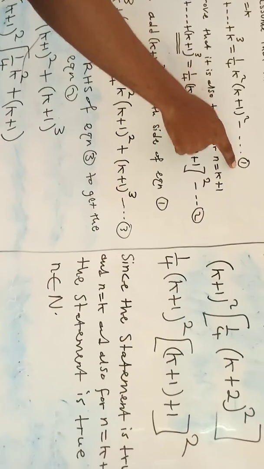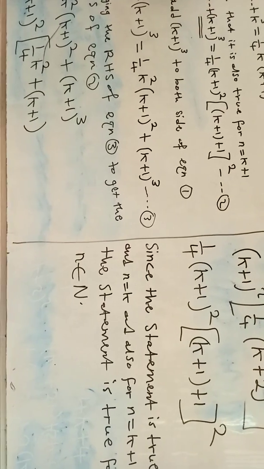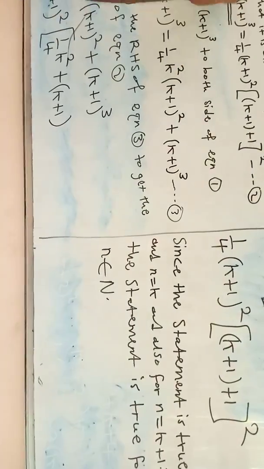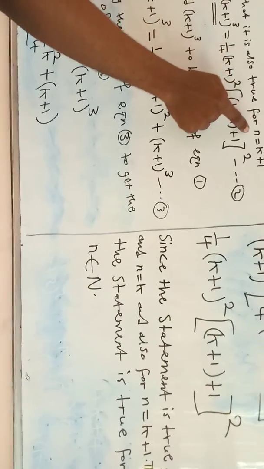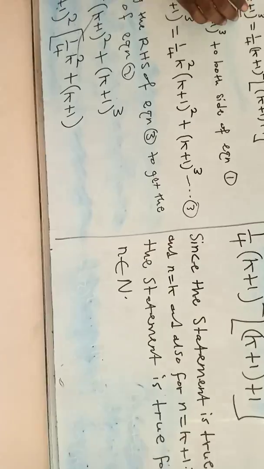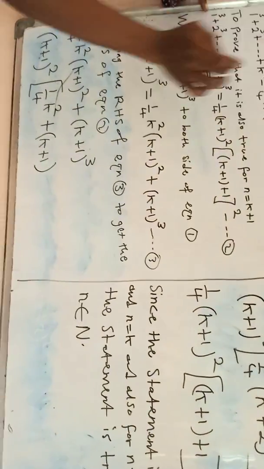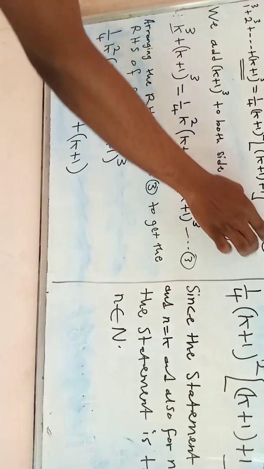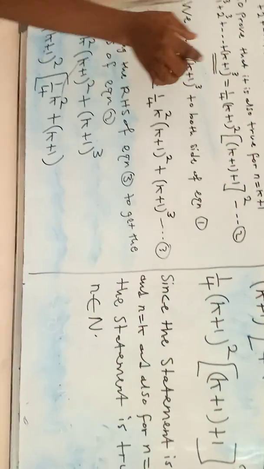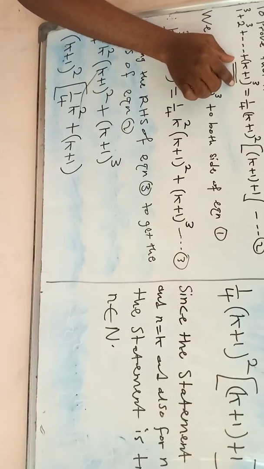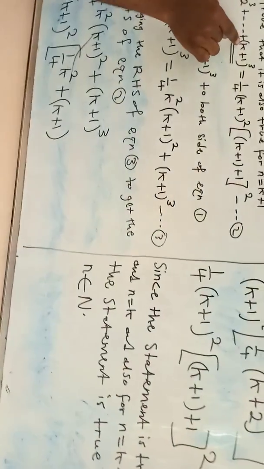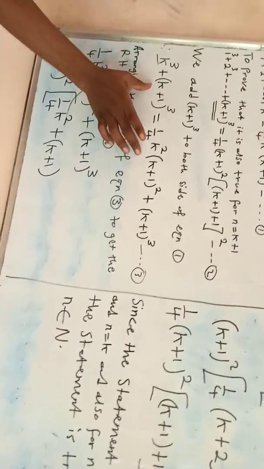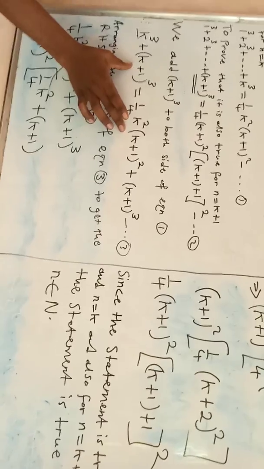Since the statement is true for n is equal to k, it means that it is also true for n is equal to k plus 1. Then to prove that it is also true for n is equal to k plus 1, we bring down the expression. Then anywhere you see n, you put k plus 1, you have equation 2. Then in this equation 2, we make use of the left hand side. We add this k plus 1 cube to both sides of equation 1. Then we have our equation 3.